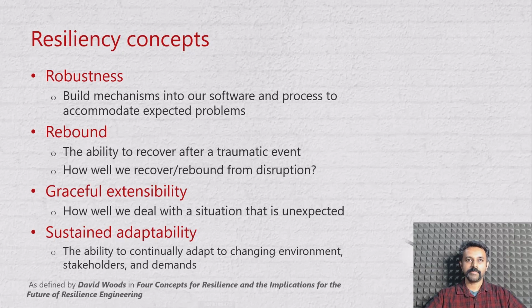Now for robustness, basically to have mechanisms in the software and process to accommodate expected problems. These are things that we know may happen: maybe the network will go down, maybe the storage will go down, or maybe something at the hardware level will go down, and how we can make sure that our systems can sustain that. There is a concept in high availability: avoid anything that is a single point of failure. So always have another path or another piece of hardware that can be used whenever there is such a disaster. Rebound is when there is a catastrophic, disastrous event where everything goes down, and how we can come back from that to the best possible situation from where we were.